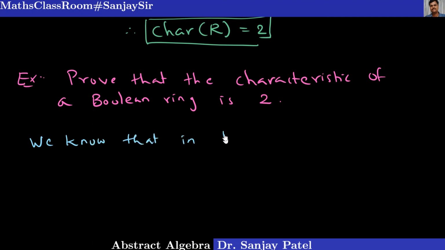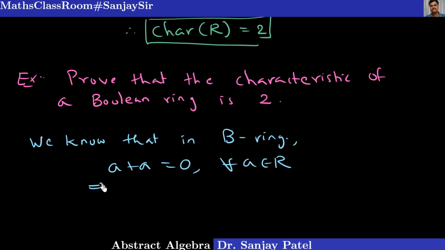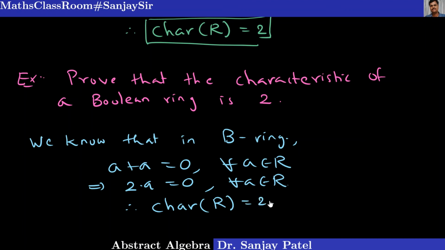A plus A equal to 0 for every A belongs to R. So this is to be proved if this question is asked. And A plus A means 2 times A equal to 0 for every A belongs to R. So I can say 2 is the smallest number for which 2 into A equal to 0 for every A. So the characteristic of the Boolean ring is also 2 in this case. Another important example about the characteristic.